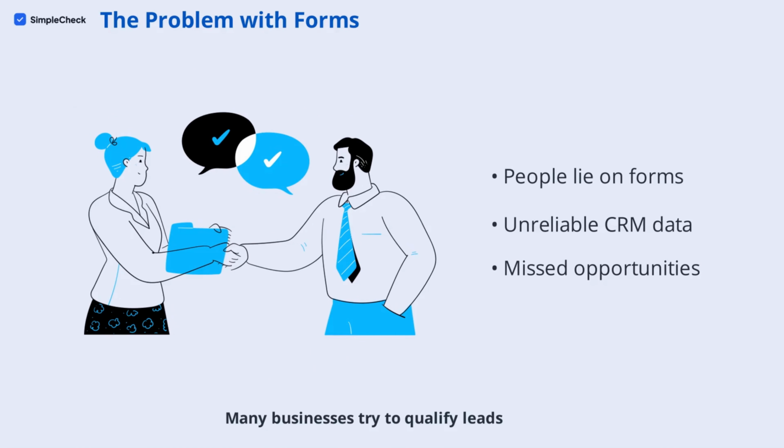Many businesses try to qualify leads using survey questions like, "What's your income?" or "Are you ready to invest?" The problem is, people often lie on these forms, sometimes inflating their income, sometimes downplaying it. This results in unreliable data in your CRM, making it harder for your team to close real deals. Relying on self-reported information is a recipe for wasted time and missed opportunities.